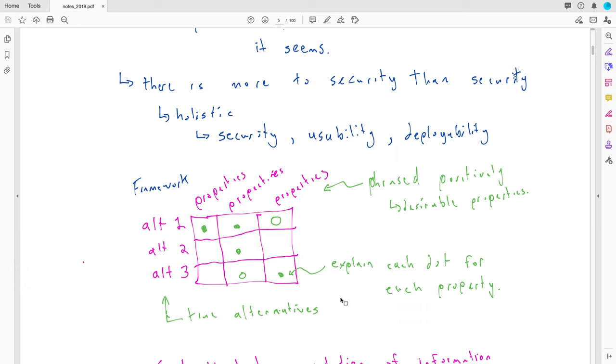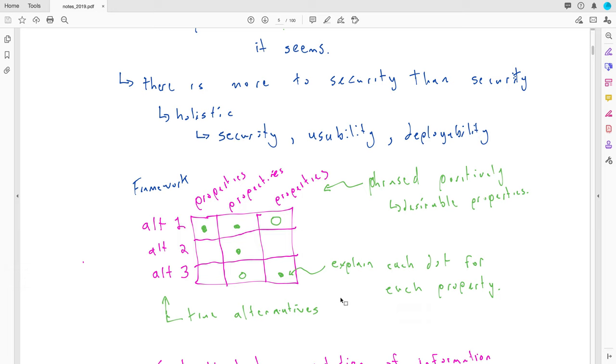If you were to do this in an assignment, theoretically, I would expect an explanation of every dot, and of every property. So what's a property? What does it take to get a full dot? What does it take to get a half dot? What does it take to get no dot? And for alternative three, why did you give it a full dot instead of a half dot?